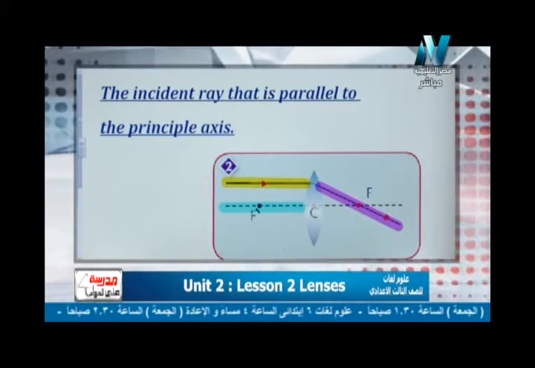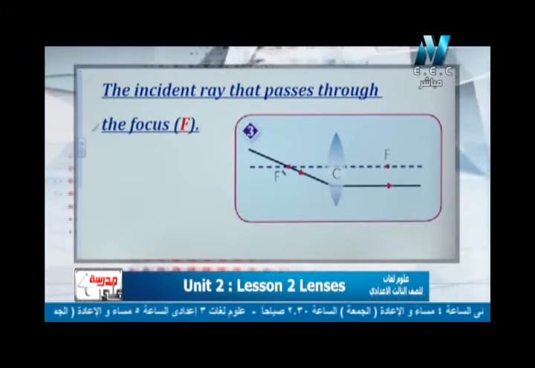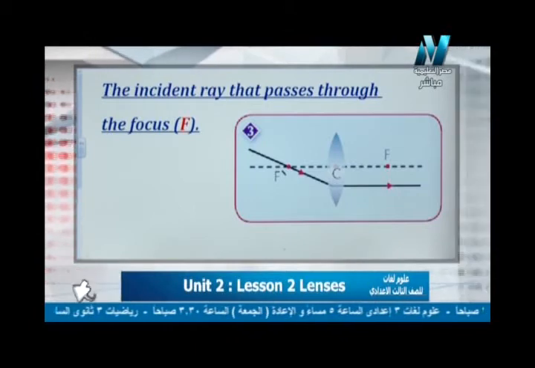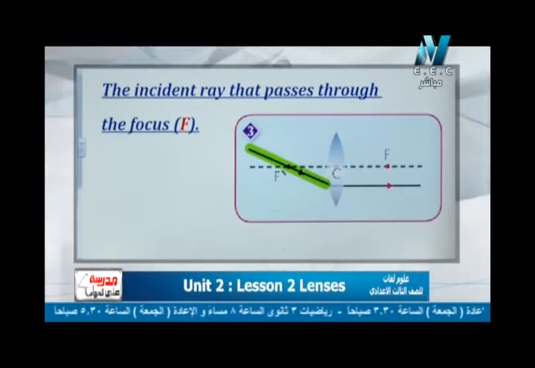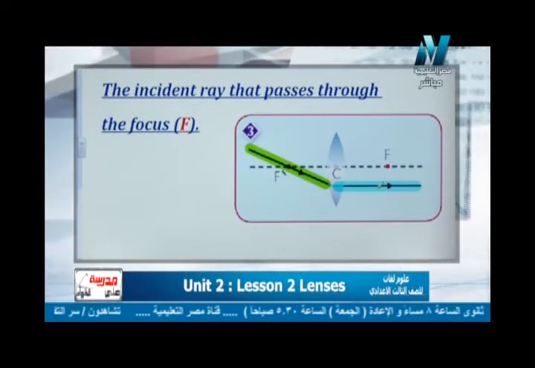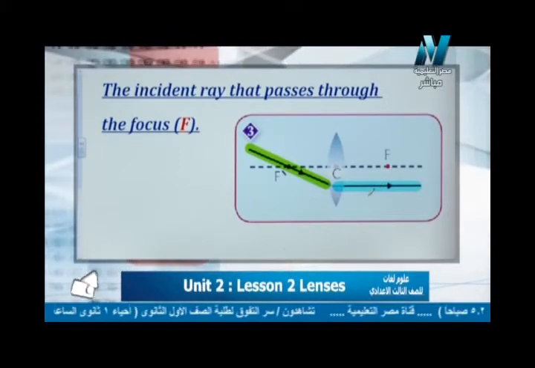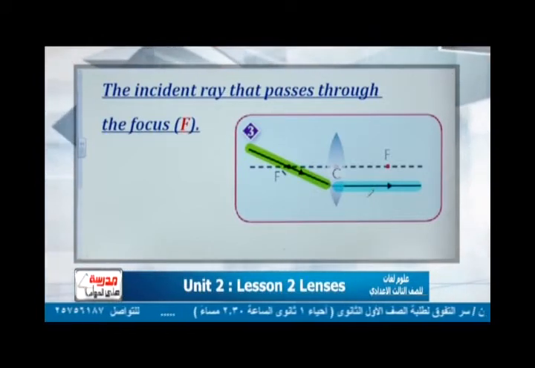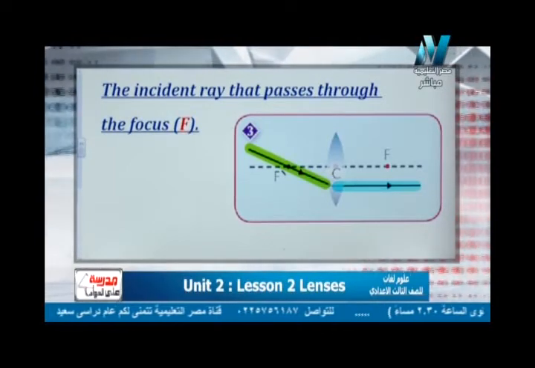Here we have the light refract through the focus. The third case here, the incident ray passes through the focus. As you see here, the incident ray passes through the focus. In this case, the light ray will refract parallel to the principal axis. There we were saying reflect parallel to the principal axis. So we can differentiate between mirrors, spherical mirrors especially, and the lenses by knowing the concept of reflection and refraction.